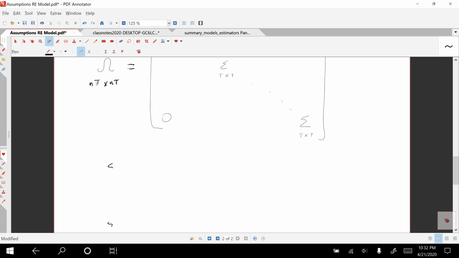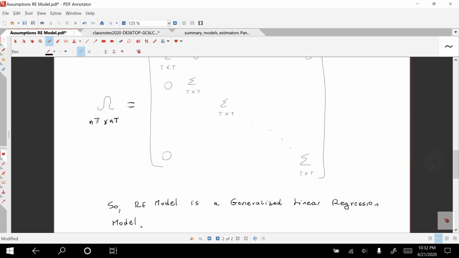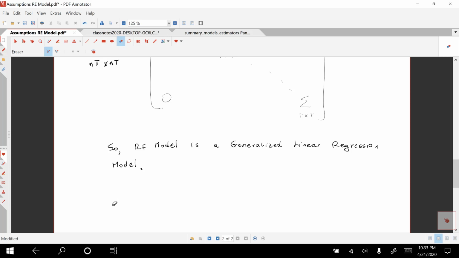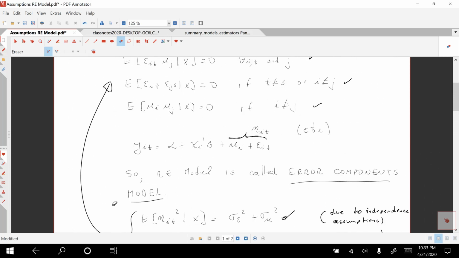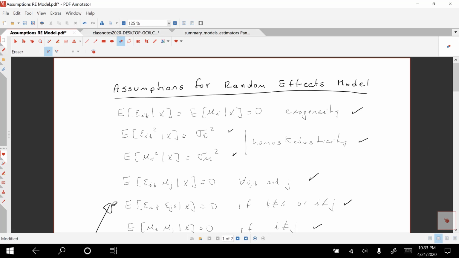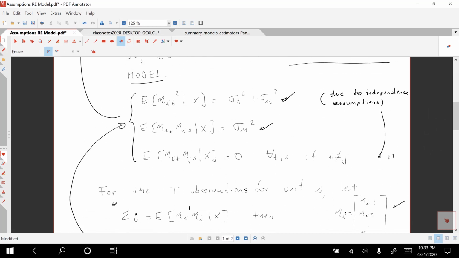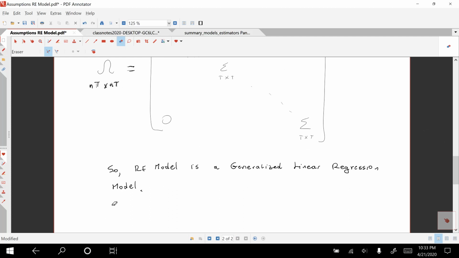So here the conclusion. The random effects model is a generalized linear regression model, because the variance covariance of the errors has this specific structure, which we have in omega. Okay, so hopefully that's clear. That gives you an idea. So basically, given these assumptions, the random effects model is a generalized linear regression model.